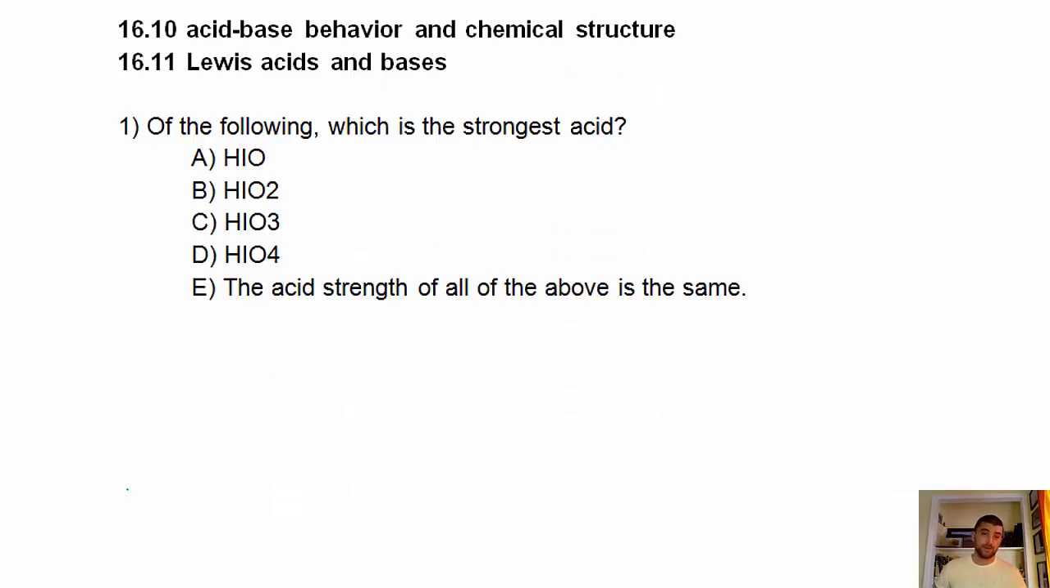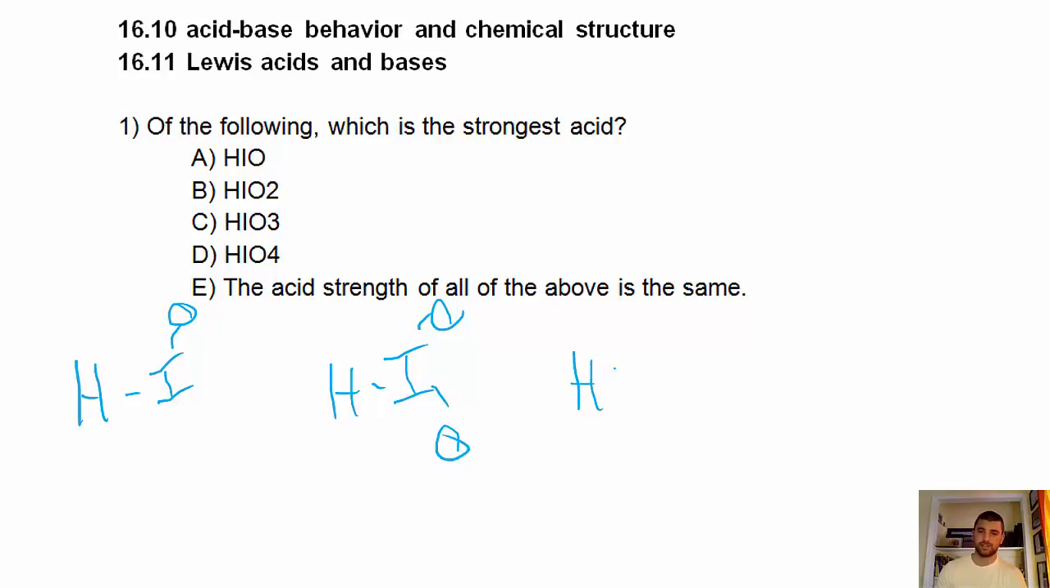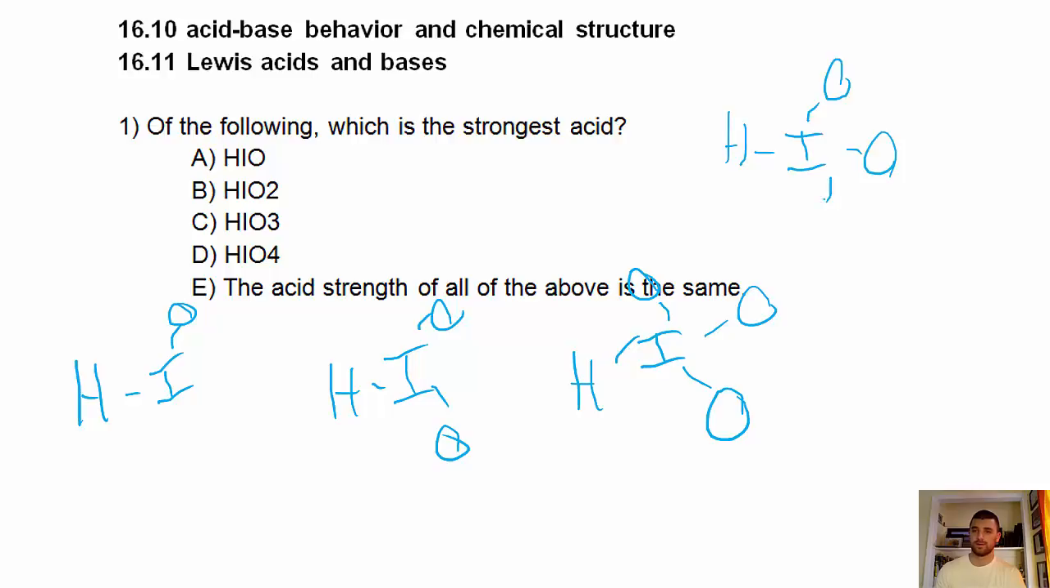All right, so it says one of the following, which is the strongest acid? So if I were to draw these out, I got H, I, and then O off of that, versus H, I with two O's off of that, and H, I with three O's, and then H, I with four O's off of that. Now the question is, which one's the strongest acid? Well, the strongest acid is going to be the one with the weakest bond between hydrogen and that iodine, right? So we're talking about these bonds right here. Which one's going to be the weakest?